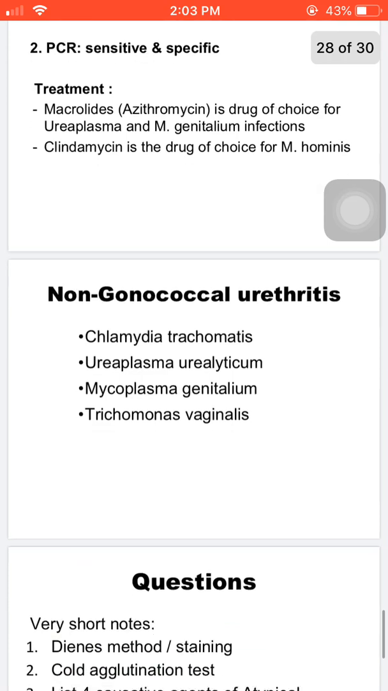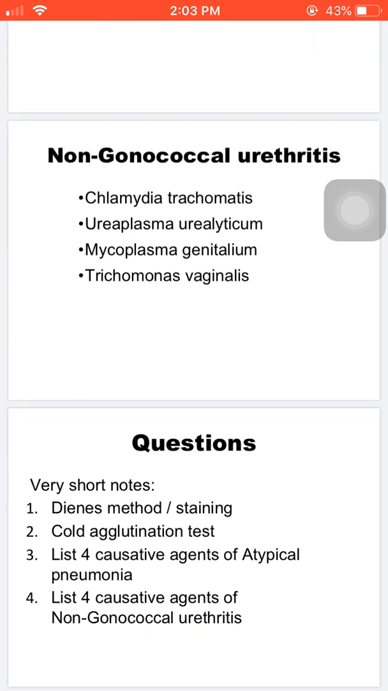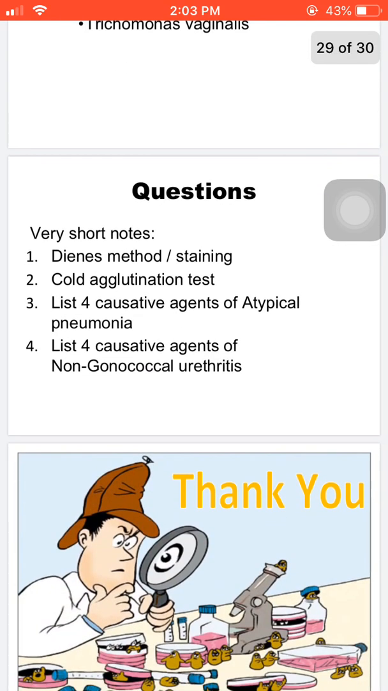Now the new term we learned was non-gonococcal urethritis. What are the other two agents, apart from Mycoplasma genitalium and Ureaplasma urealyticum, which cause non-gonococcal urethritis? They are Chlamydia trachomatis and Trichomonas vaginalis. It's a very important short note. You have to know how to list at least four causative agents of non-gonococcal urethritis. So please try to attempt these questions. They are very important short notes, frequently given in exams: Dienes' method, Dienes staining, cold agglutination test, list some agents of atypical pneumonia, and list the agents of non-gonococcal urethritis.